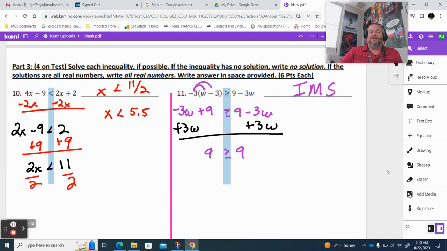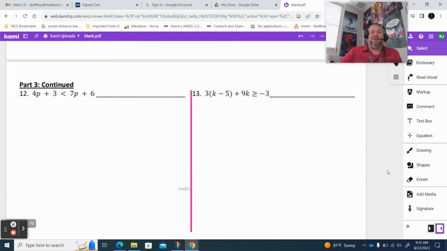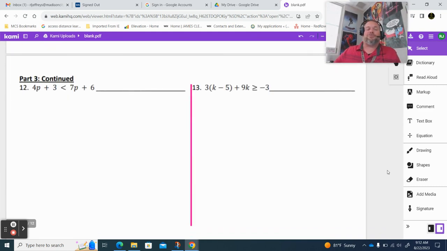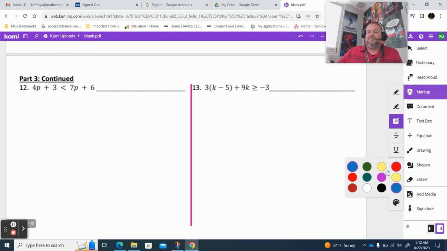Okay, part 3 continued. This is on the back of your paper.